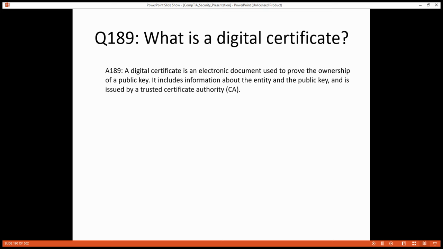Q189. What is a digital certificate? A189. A digital certificate is an electronic document used to prove the ownership of a public key. It includes information about the entity and the public key and is issued by a trusted certificate authority, CA.